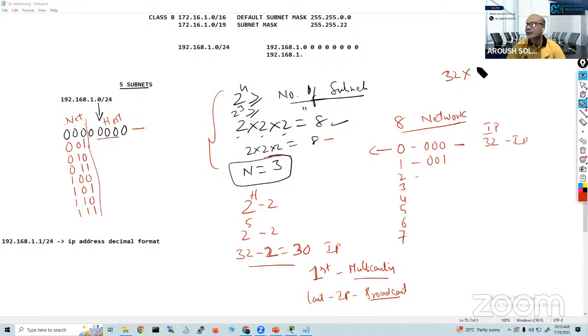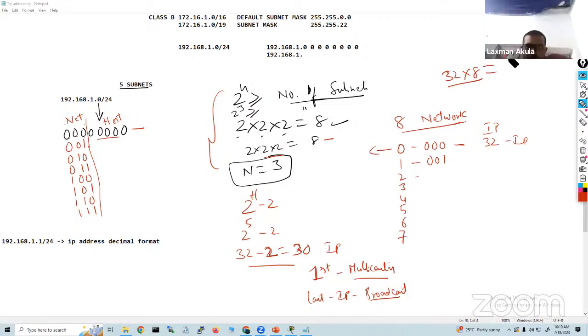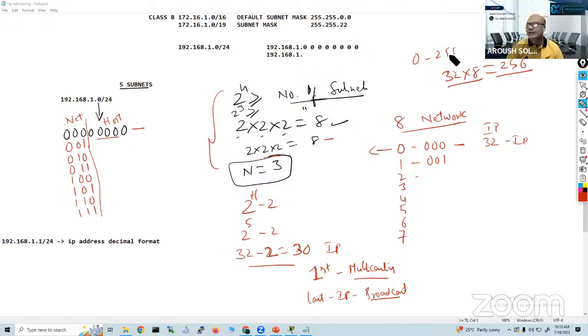32 into 8. How much will become? 256. Is it correct? We got it? 256. Right? But it comes to 0 to 255 in one octet. Means it became 256. Correct, right?